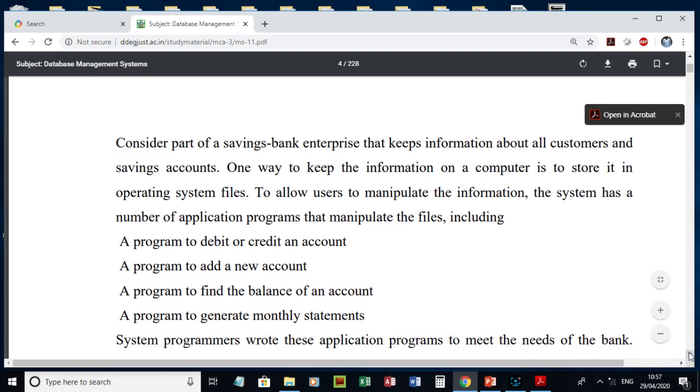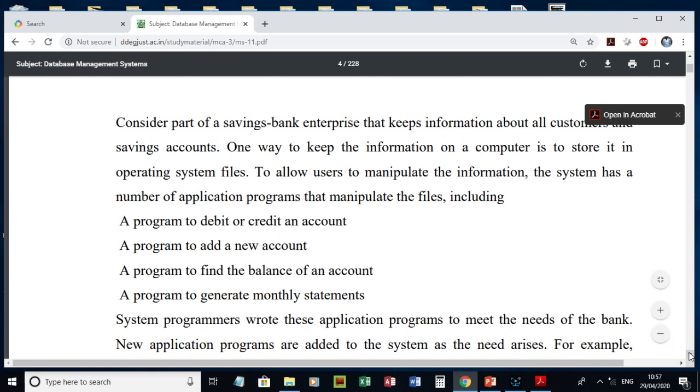Now, a program to generate monthly statements, isn't it? The customer may come and want to know his statements and the details of transactions that he has got. So it means that we must automate. We must program the system in such a way that it is able to generate monthly statements. Okay? System programmers, listen carefully.